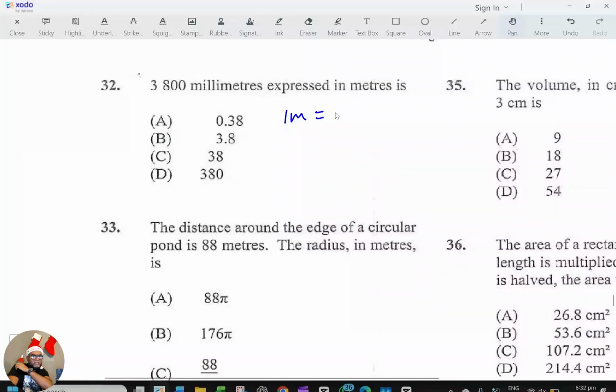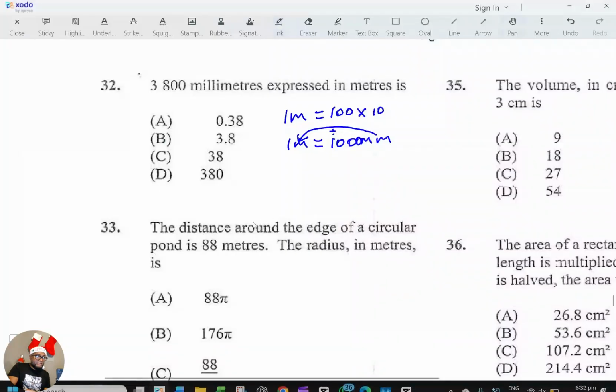1,000, yeah. Because here, let me build it up, right? You know 1 meter is equal to 100 centimeters. And then you know 1 centimeter is equal to 10 millimeters. So 1 meter is actually equal to 1,000 millimeters, right? I forgot a zero here. 1,000 millimeters. Okay? So if I want to go from millimeters back to meters, what do I do, guys? Do I divide or do I multiply?